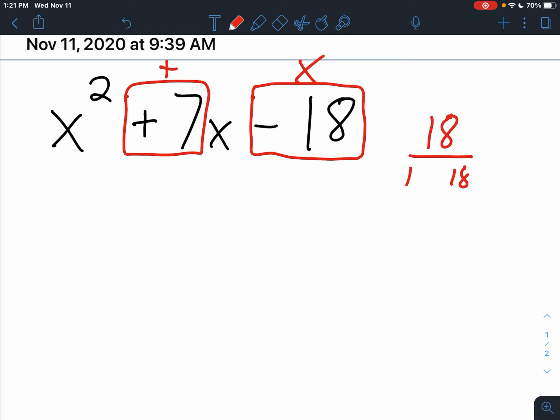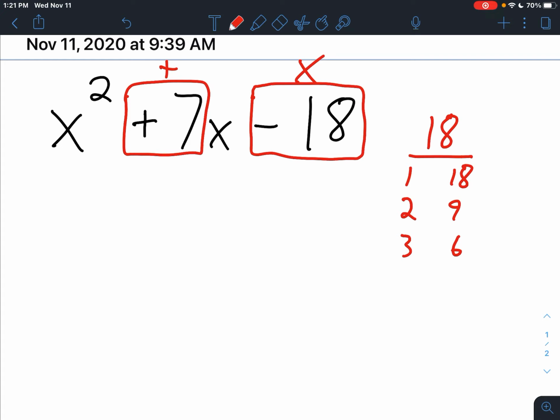1 and 18. Remember, this is where you just start dividing. 1 and 18, 2 and 9, 3 and 6, 4 doesn't work, 5 doesn't work, and then you start to repeat yourself. So those are all the factors of 18.